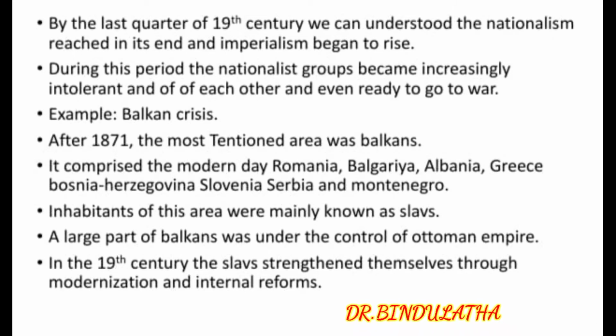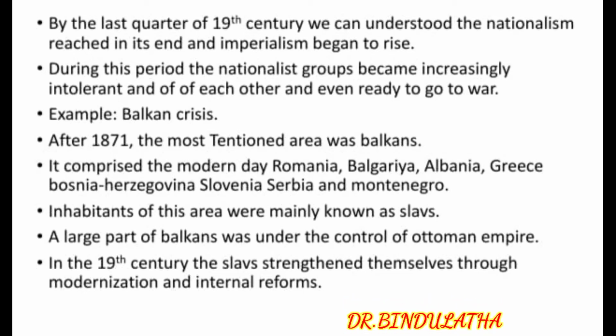After 1871, the most tense area was the Balkans. It comprised the modern day Romania, Bulgaria, Albania, Greece, Macedonia, Croatia, Bosnia, Herzegovina, Slovenia, Serbia, and Montenegro. The inhabitants of this area were mainly known as the Slavs. A large part of the Balkans was under the control of the Ottoman Empire.